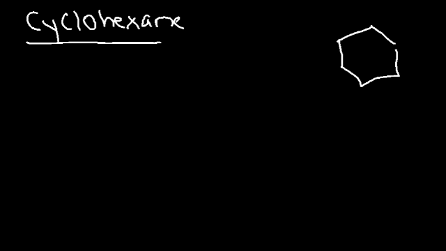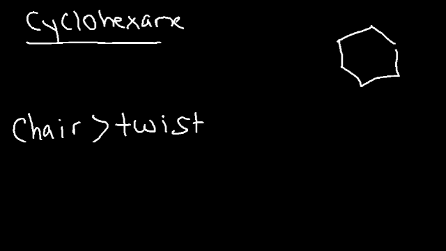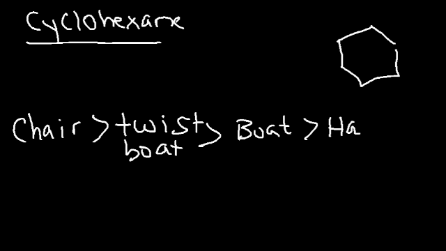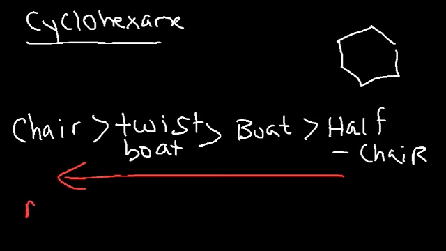You need to know the stability. The chair conformation is more stable than the twist boat conformation, and the twist boat conformation is more stable than the boat, which is more stable than the half chair. Now we're going to focus more on the chair conformation because cyclohexane is usually in that form, but make sure you know the stability. So the chair conformation is the most stable form of cyclohexane. So let's go ahead and draw the chair conformation, or at least one way of drawing it.